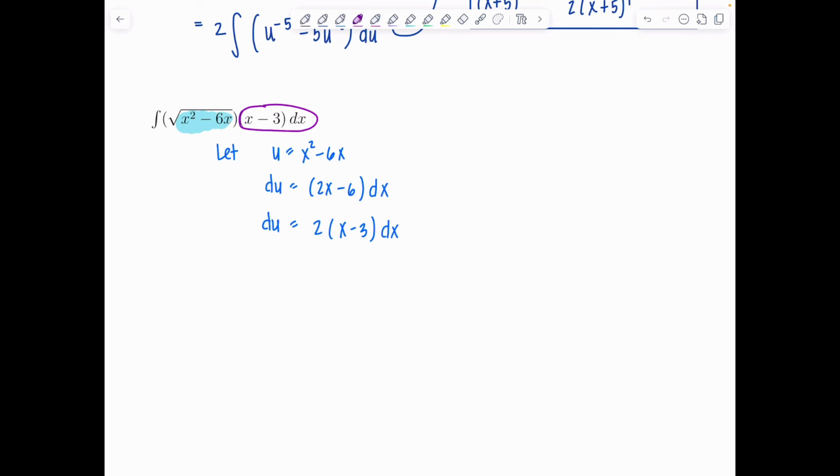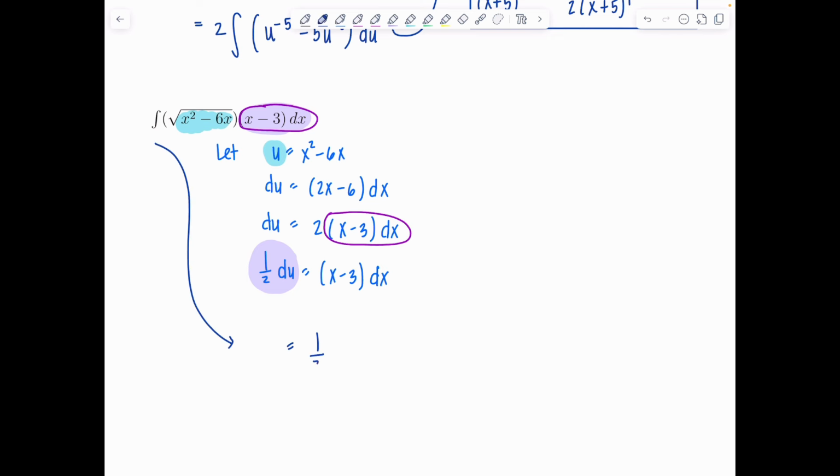Here it is. So divide by that 2 now. So 1/2 du is x minus 3 dx. All of this gets replaced with 1/2 du. And then the rest of my integral is just square root of u. So I can rewrite it now. When you get slick, you just go 1/2 integral square root of u du. Yeah?